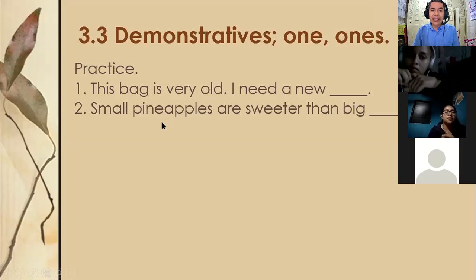Vean que no es necesario decir otra vez pineapples. Oigan cómo se oye cuando yo repito pineapples. Small pineapples are sweeter than big pineapples. Suena redundante. No, in this case, instead of saying pineapples, en lugar de decir pineapple, digo big ones. Y la palabra ones en este caso significa piñas, right? Okay, good.